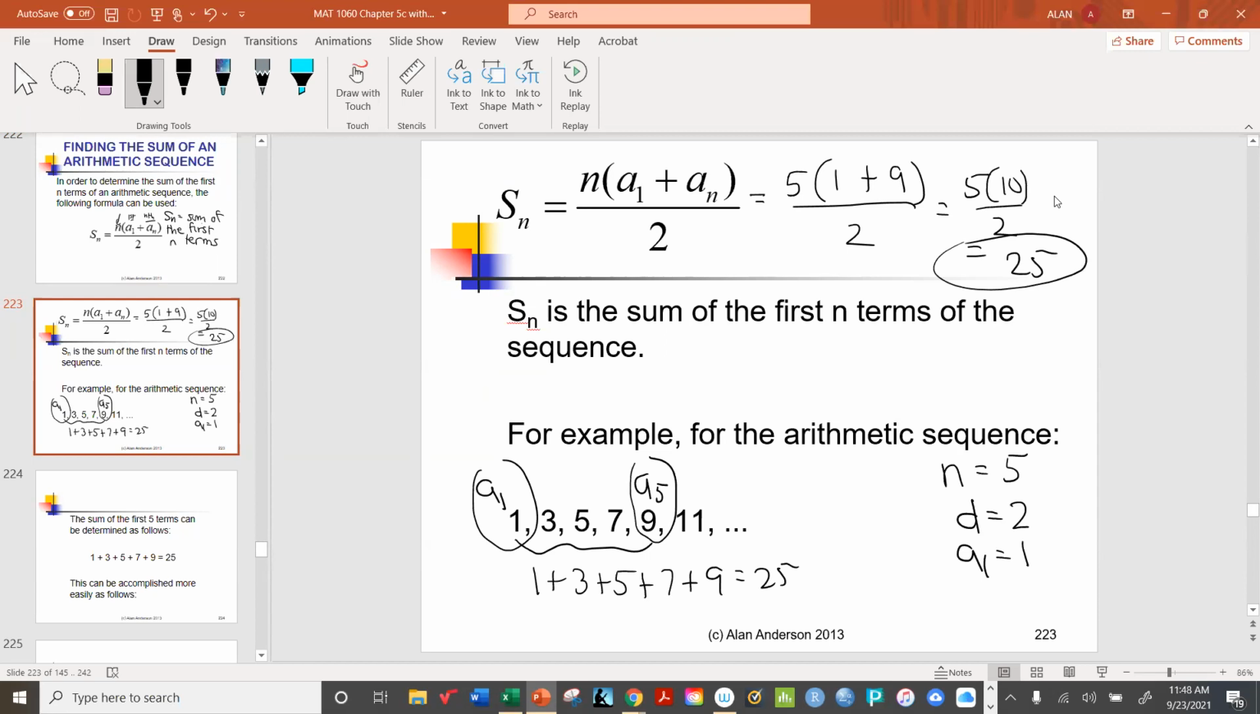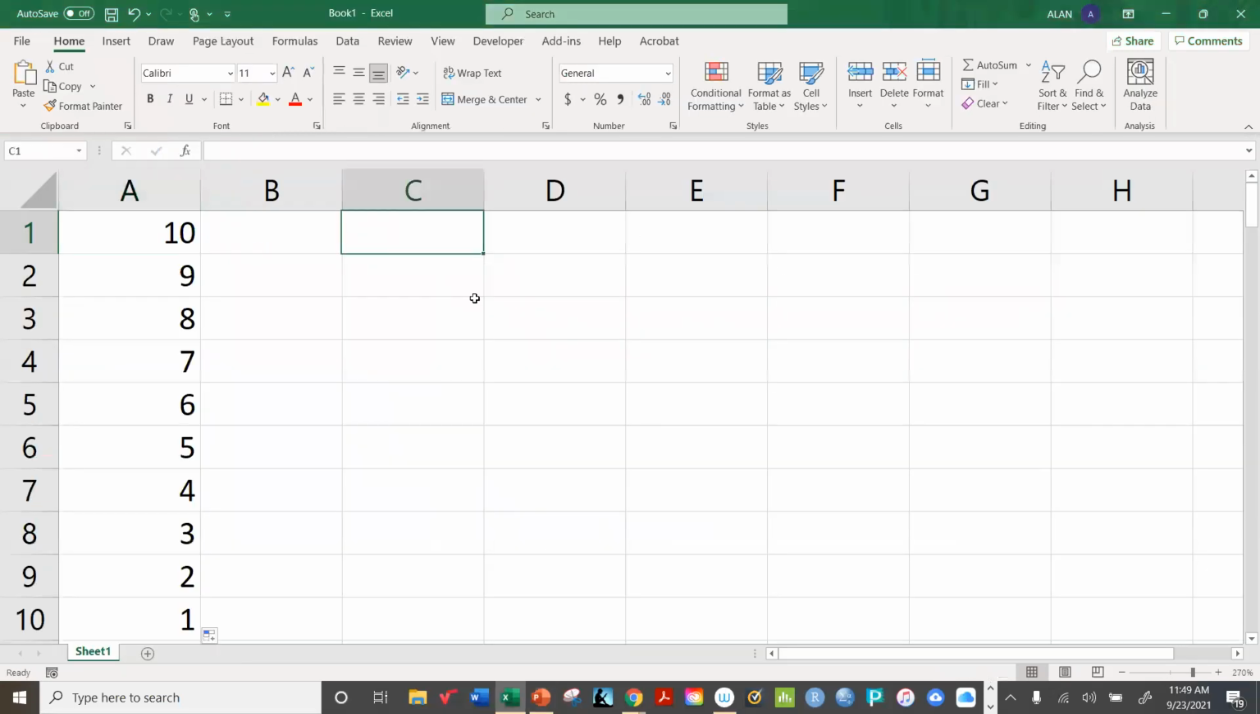So now, of course, there's only 5 terms. And you might want to double check this, but the formula will be quicker. If there's more terms, let's say there's 20 terms, you probably don't want to add them up yourself. It's probably better to use this formula. Now, in Excel, we can do the same thing. In fact, let's go back to our friend Excel.